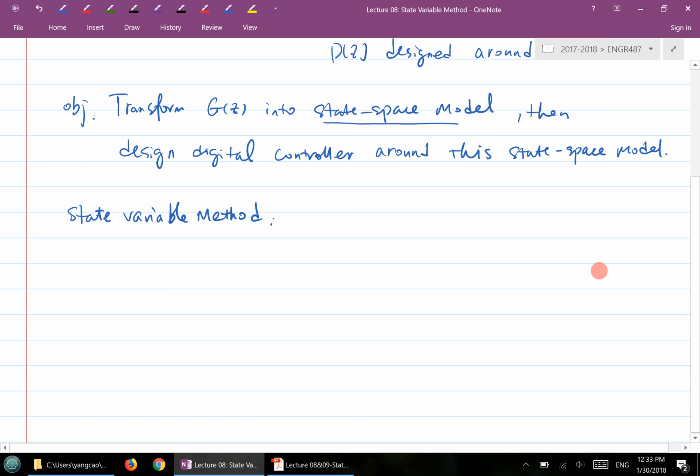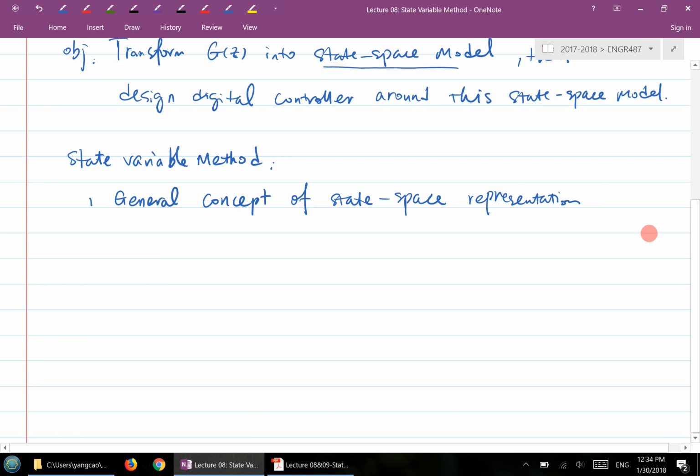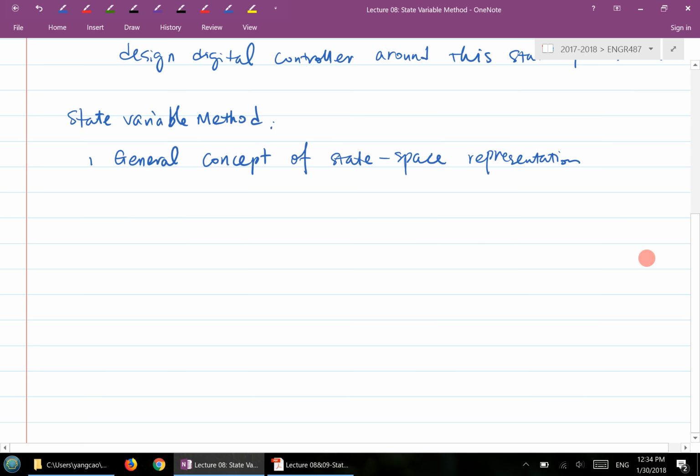So let's talk a little bit about the general concept of the state variable method. If you have taken modern control, this will probably not be quite new to you. But remember, where we're focusing right now is on discrete systems. So the terminology may be the same, but it's all about the digital system now. So let's say we have a system.